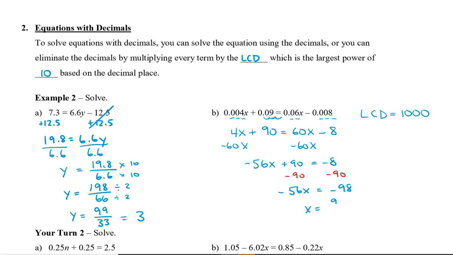So x equals 98 divided by 56, and negative divided by negative is positive, so I've gotten rid of that. And I can reduce, divide top and bottom by 2. So I have 49 divided by 28. Oh, and I can now see that these are divisible by 7. So I get 7 over 4. Or if you want to change it to a mixed number, this is 1 3/4. So that's how you can solve an equation with decimals.